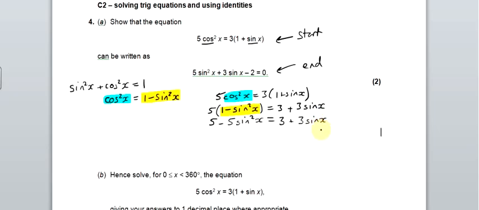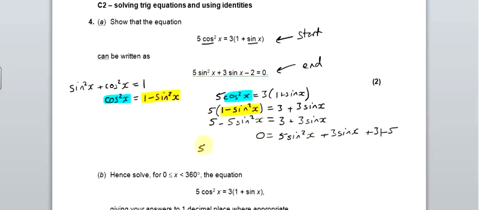Now I'm going to just make it all equal to 0. Why is that? Well, I can see it's a quadratic equation, and that's just because I'm used to spotting quadratic equations, as you might expect. So we've got 5 sine squared x, and then we've got our plus 3 sine x, we've got a plus 3, a minus 5, and that equals 0. And you can see that's looking very close to what we're aiming for here.